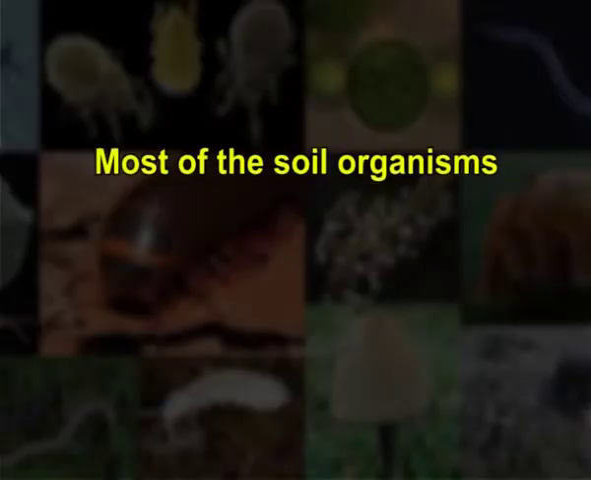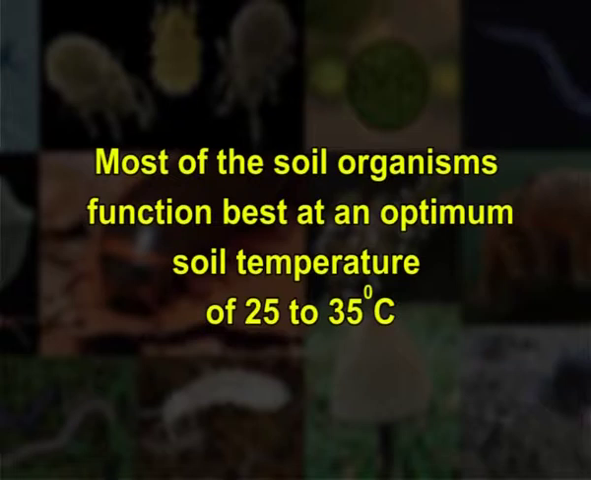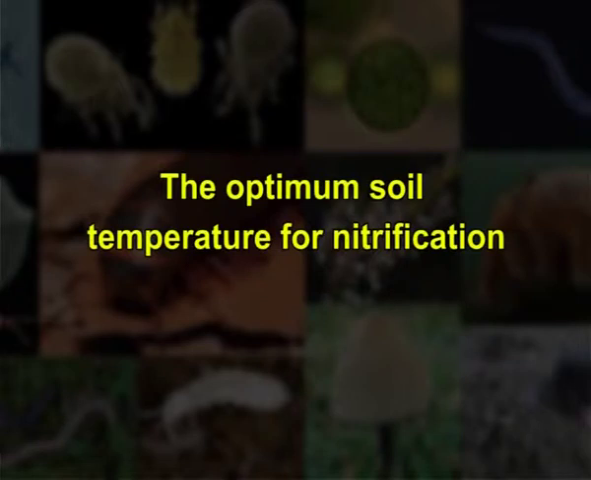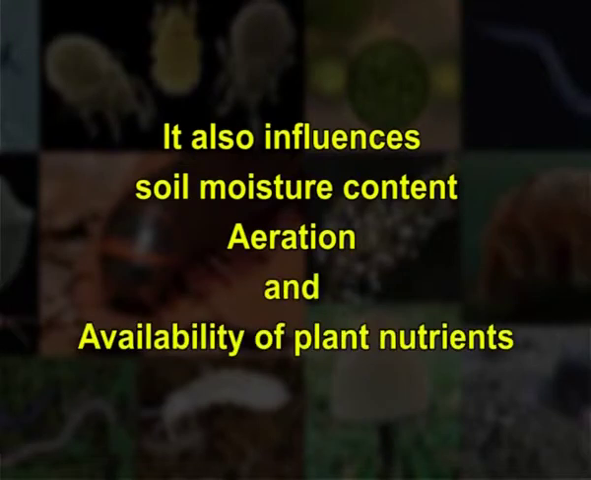Most of the soil organisms function best at an optimum soil temperature of 25 to 35 degrees Celsius. The optimum soil temperature for nitrification is about 32 degrees Celsius. It also influences soil moisture content, aeration, and availability of plant nutrients.